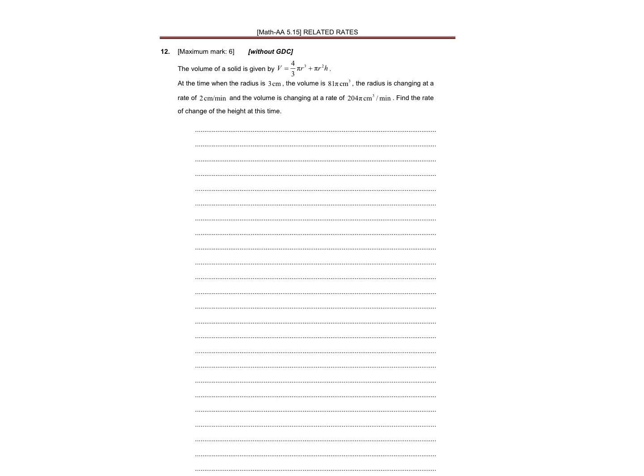All right, so number 12, we've got the volume of a solid is given by that. So that's a sphere and a cylinder. At the time when the radius is 3, the volume is 81 pi, and the radius is changing 2 centimeters per minute, and the volume is changing at a rate of 204 pi. Find the rate of change of the height at this time.